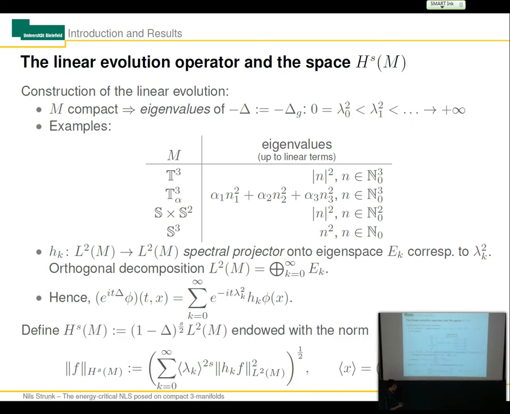And also I briefly want to mention how we define the HS norm. It's just 1 minus the Laplacian to the power of s over 2 of L2, endowed with the norm where we sum over all eigenvalues, and we have lambda k in these Japanese brackets to the power of 2s times the L2 norm of H_k f squared.